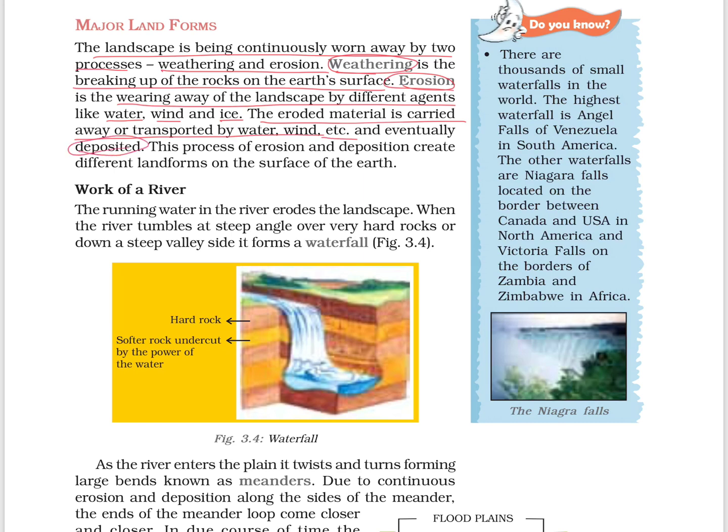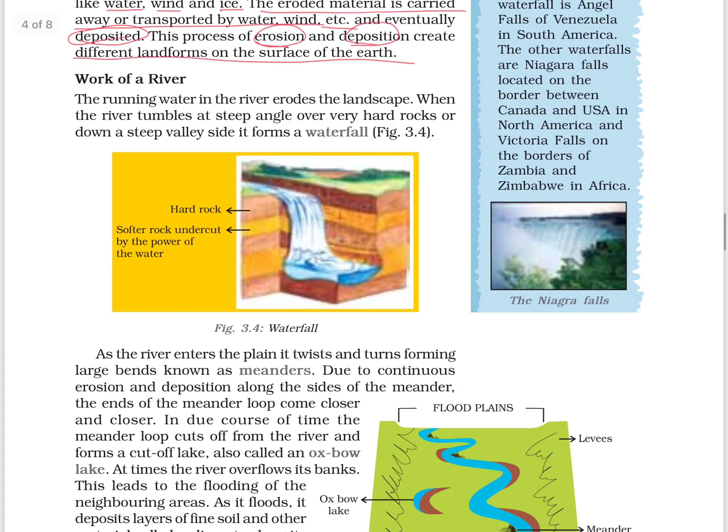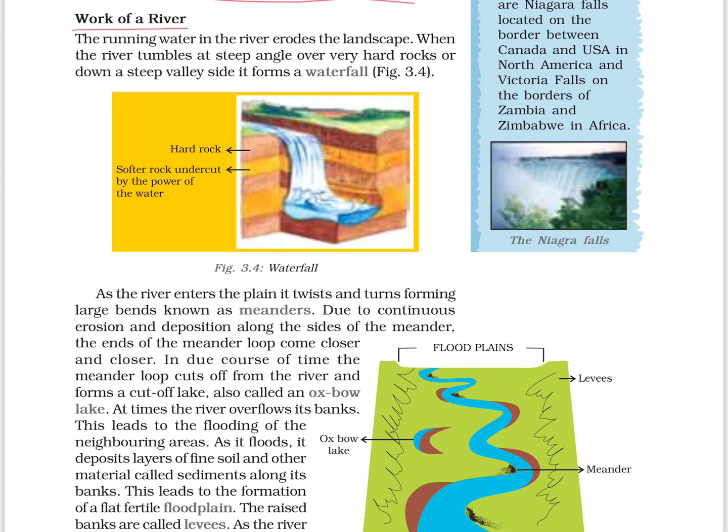and they are again deposited. This process of erosion and deposition create different landforms on the surface of the earth. So we will see it one by one. We have work of a river. Running water in the river erodes the landscape. Like the river keeps on moving, so it erodes the land behind it.